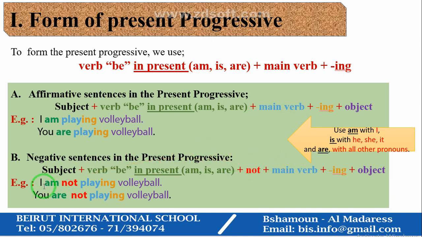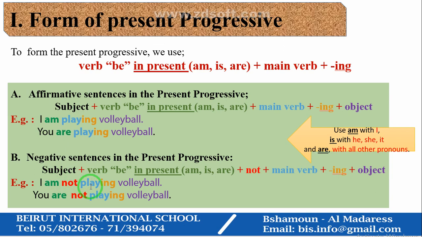Here we're gonna have the same example. So instead of I am playing volleyball, we're gonna say I, subject, am, the auxiliary or verb be in present, then we added the not, and then playing volleyball. So we only add the not between the verb be and the main verb with ing.